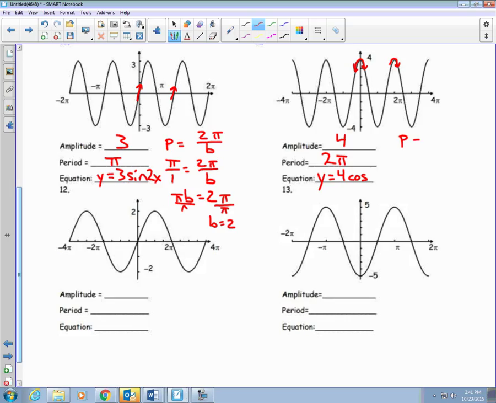Again, the period is equal to 2 pi over b. What is the period? 2 pi is equal to 2 pi over b. So 2 pi over 1 equals 2 pi over b. How do I solve? So 2 pi times b is equal to 2 pi. How do I solve for b? Divide by 2 pi. And I get b is equal to 1. So there's just a 1 that goes in front of the x.